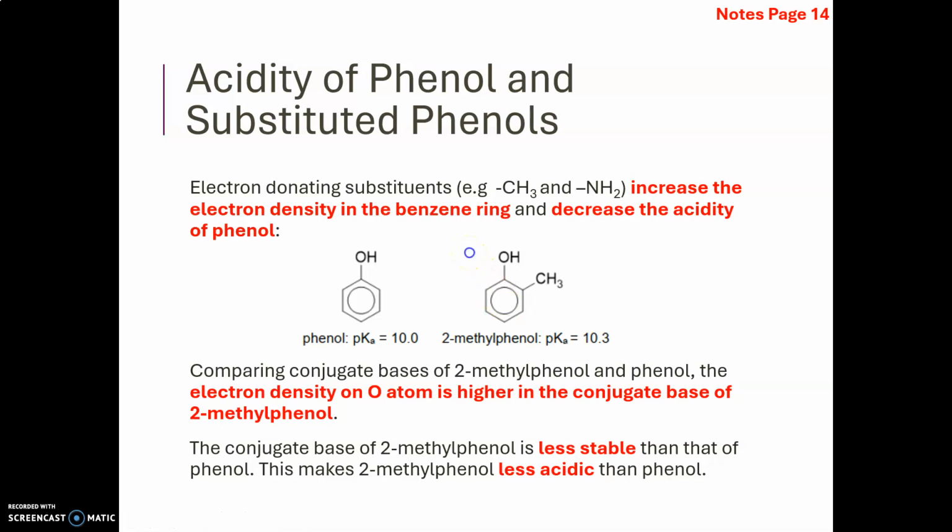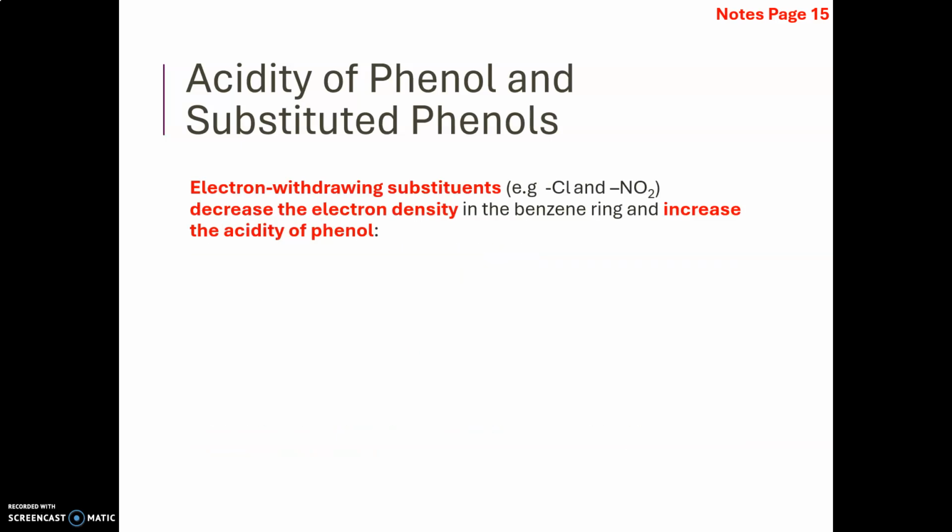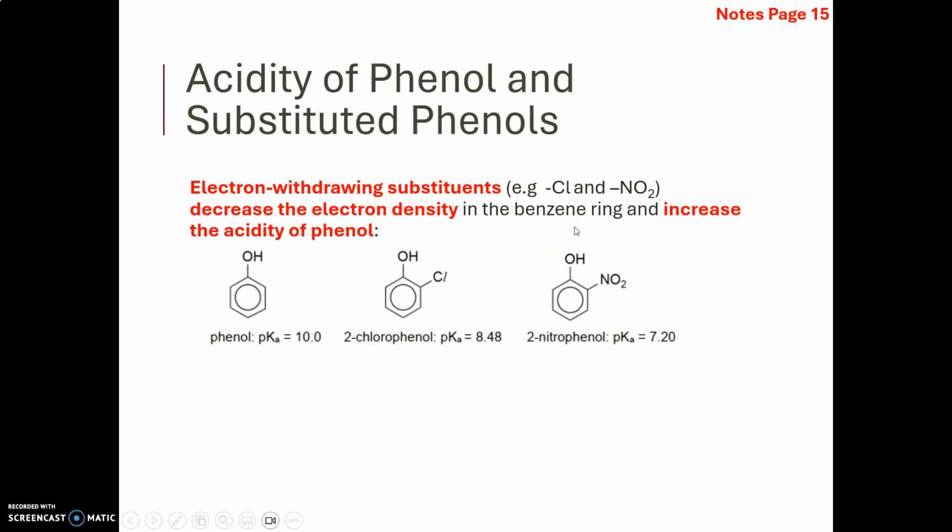Whereas for electron withdrawing substituents such as Cl and NO2, it will have the opposite effect. They will decrease the electron density in the benzene ring and make the phenol more acidic. So you can see 2-chlorophenol and 2-nitrophenol, both of them pKa value is smaller than phenol. And the reason is also opposite.